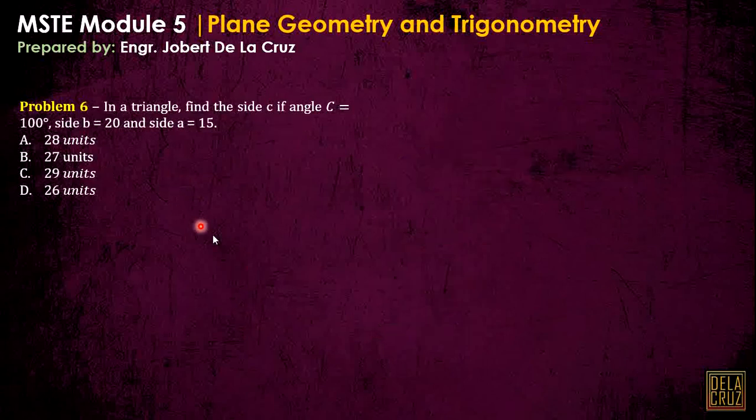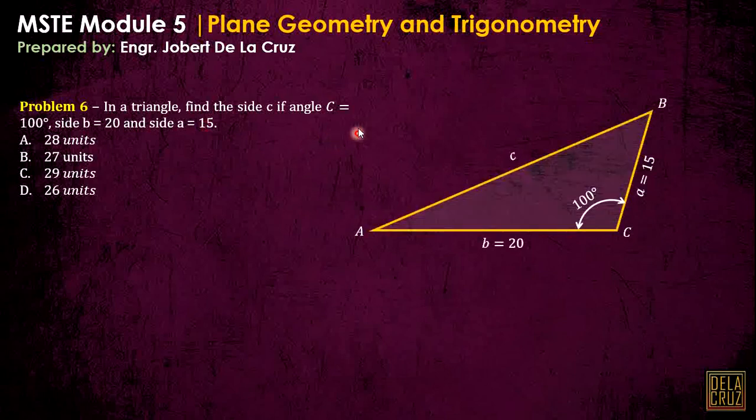Now, another example. In a triangle, find the value of C. If C is 100 degrees, side B is 20, and side A is 15. So, as you can see, we have given two sides here and one included angle. Pag ganitong problem, pag included angle yung binigay between the two sides, then it is preferably to use the cosine law.